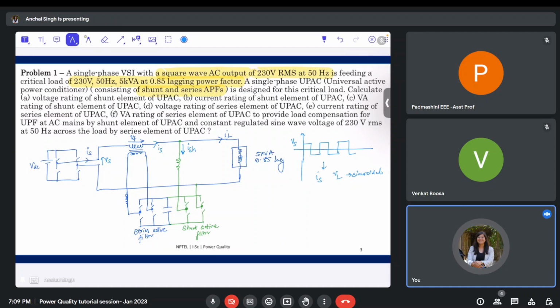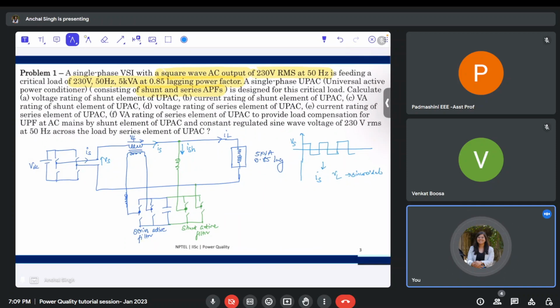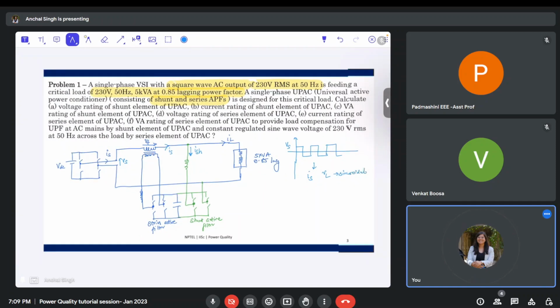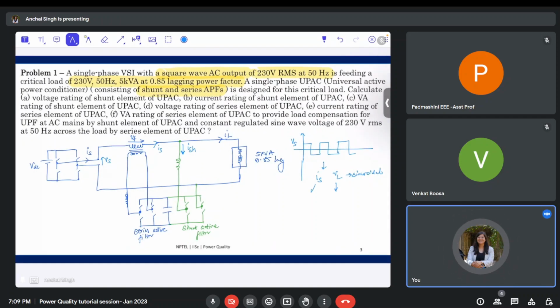So since we have both active series and active shunt compensators, both of them will take individual responsibilities. So who will take the responsibility of making the load voltage sinusoidal? The series filter will do that.